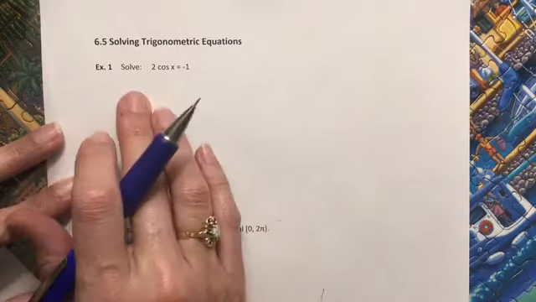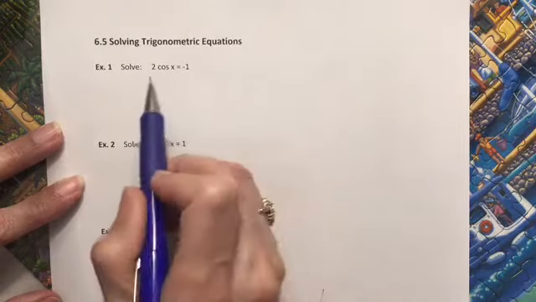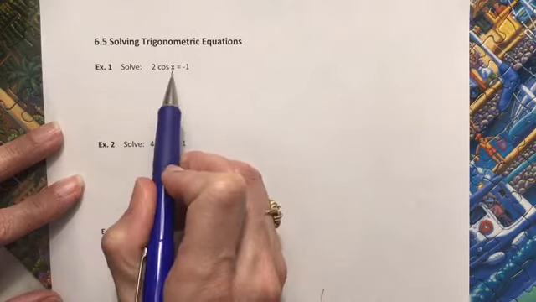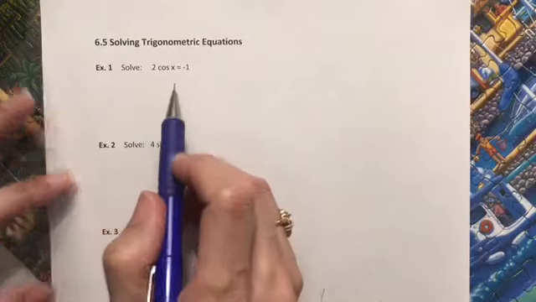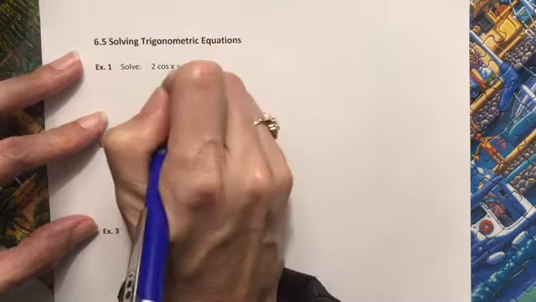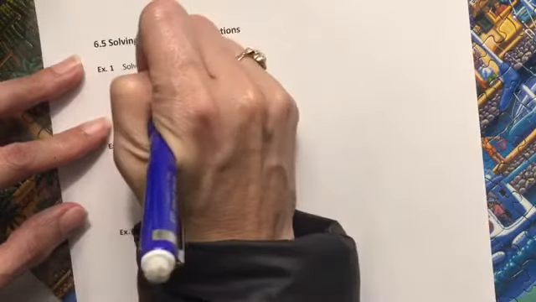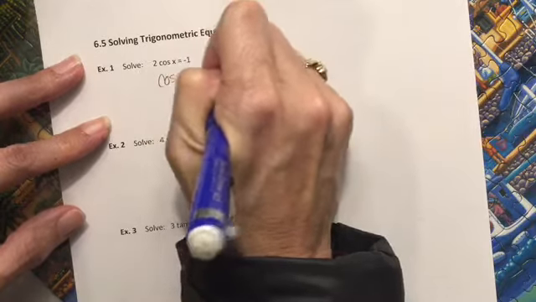We're going to do example 1, and what we're trying to say is 2 times the cosine of what angle equals -1. That's this problem in English. So the way we do that is you always want to get your trig function isolated. So if we divide both sides by 2, you're going to have the cosine of what equals -1/2.